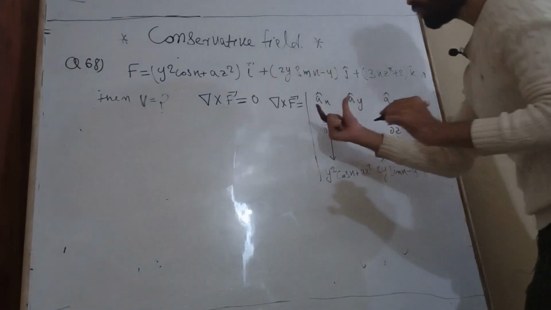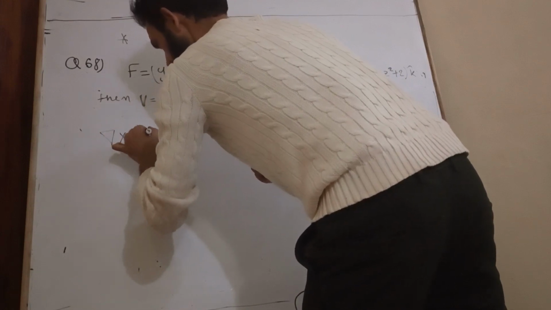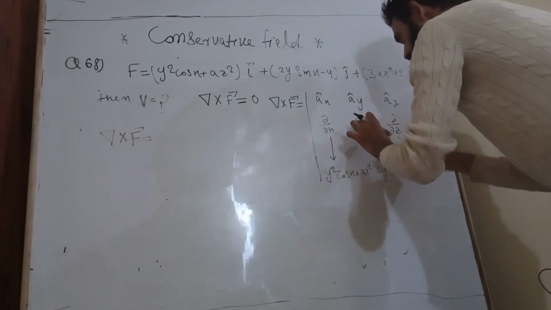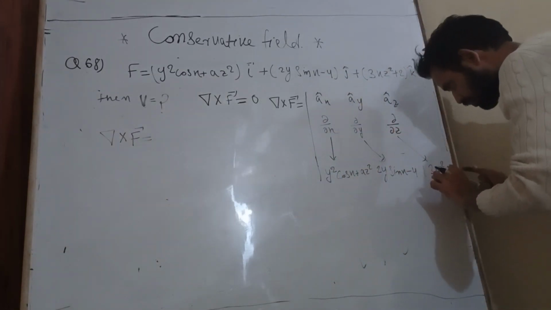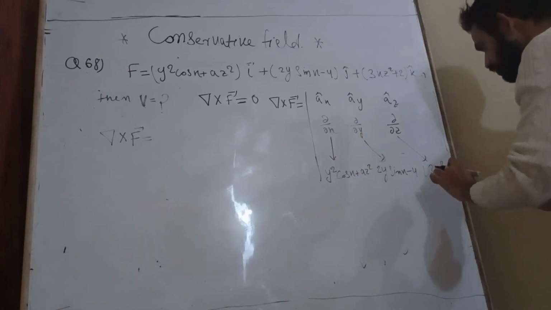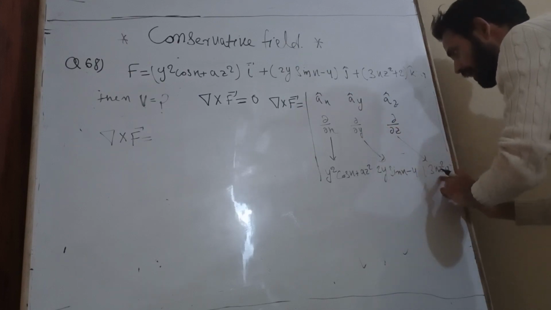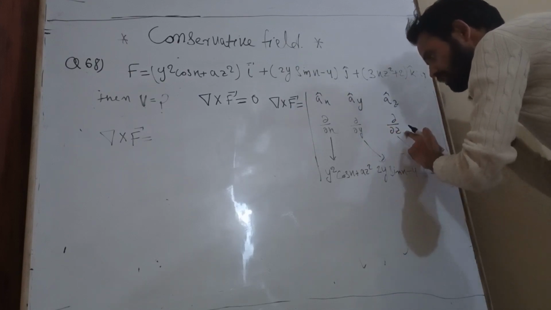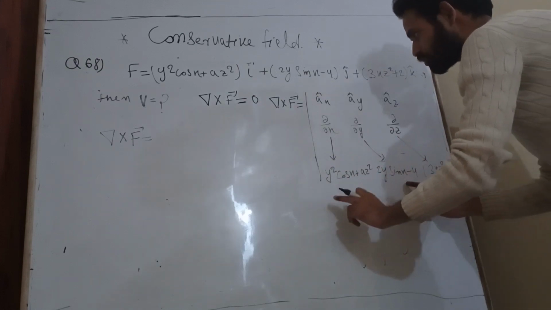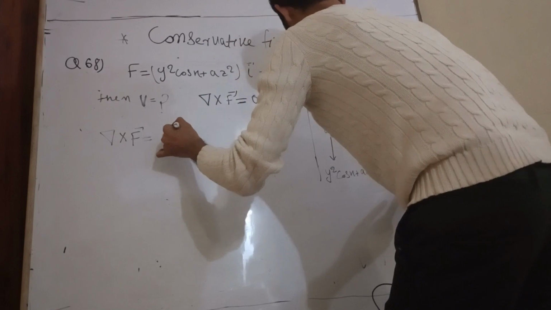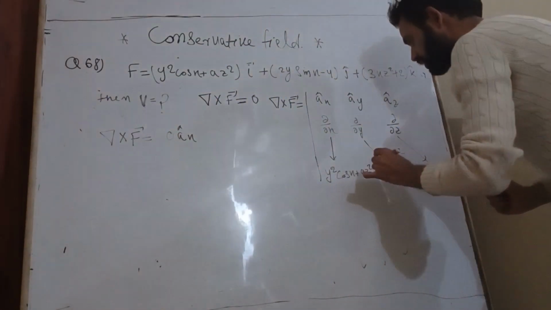So when we solve this, what will we get for del cross F vector? First is dou by dou y of 3x z square. There is no function of y, so it is 0, minus dou by dou z of Fy. Here also there is no function of z, so it is also 0. So the first component is 0 times unit vector x.